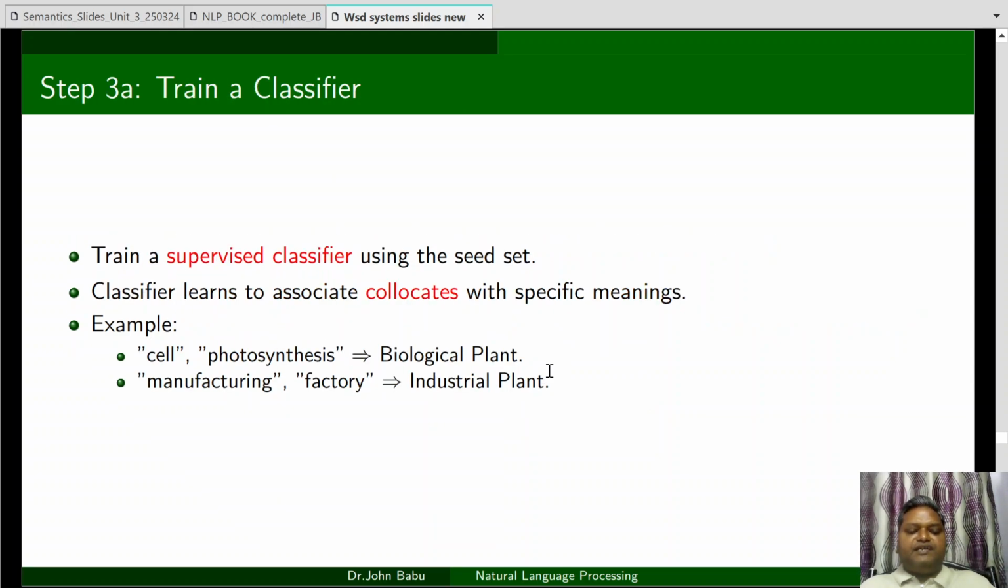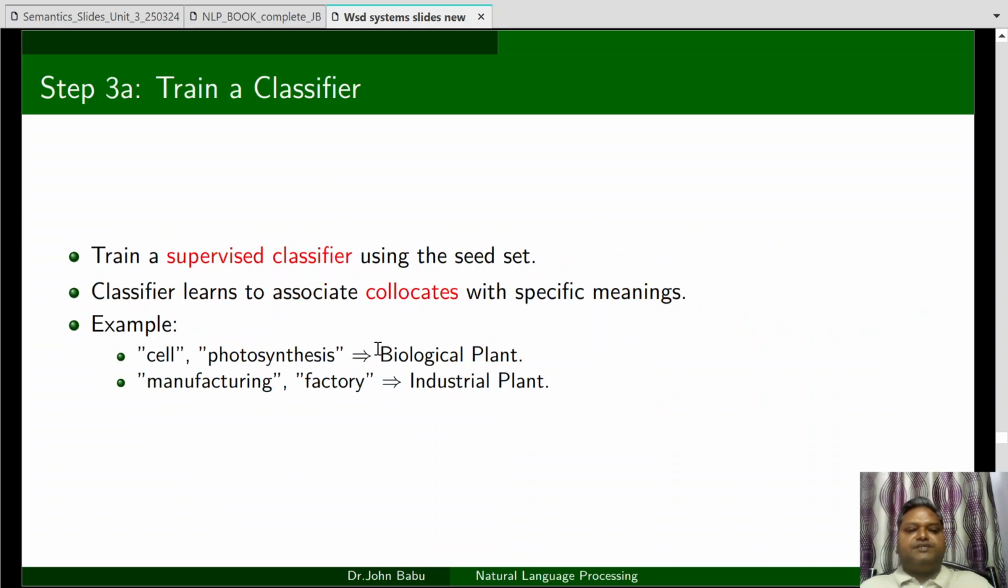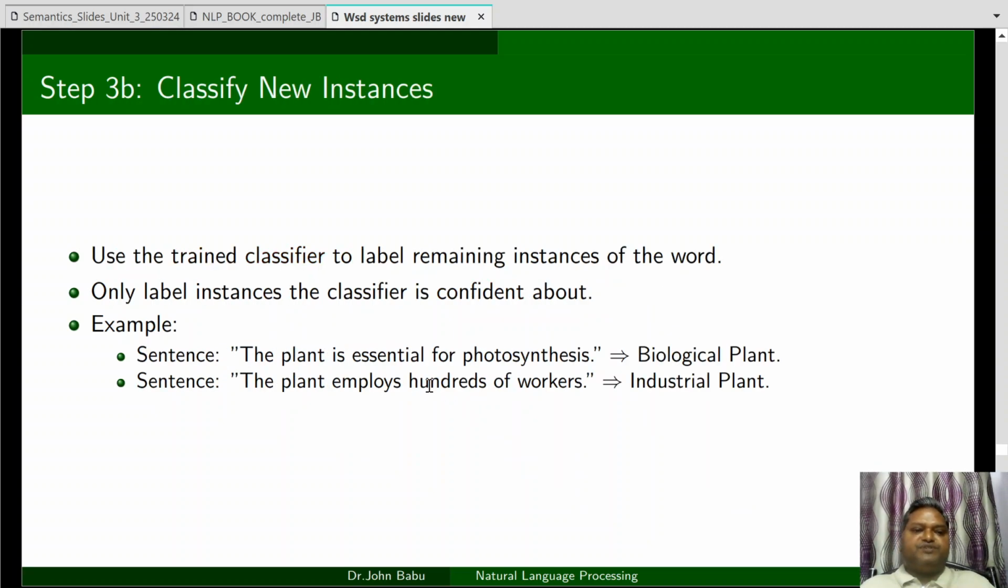Then train a supervised classifier using these manually annotated seeds. Because we already have labeled the data, we train on it, and the classifier learns to associate collocates with specific meanings. Suppose photosynthesis and cell are there, so it knows that it is a biological plant. If factory and manufacturing are there, it will be trained that it is an industrial plant. So this is the training phase.